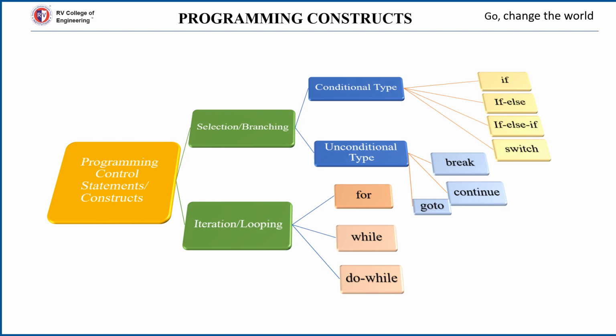Now what are the various constructs that C provides? Selection and iteration, that is looping or repetition. Under selection we have conditional type and unconditional type. Under conditional we have the if statement, if else statement, if else if statement, and the switch statement. Unconditional type, without any condition we can make jumps by using break, continue, and goto. In order to repeat certain instructions, C provides us with for, while, and do while.